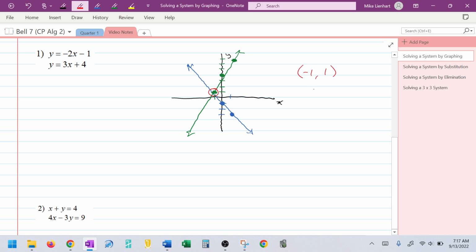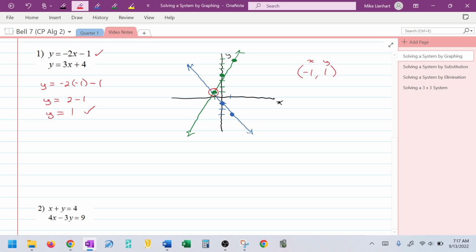Now I need to check and see, does that work? So if I go to the first equation, I have y equals -2 times -1 minus 1. I literally am plugging in that x value to see if I get, remember this is x and this is y, that y value. So I have y equals 2 minus 1, or y equals 1. That one checks off. So the first equation, we're good. The point -1, 1 works.